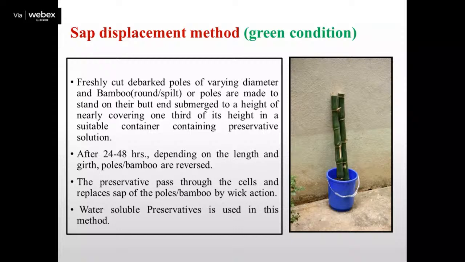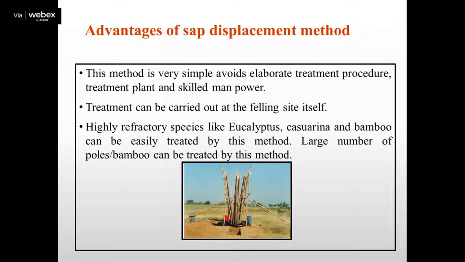So the advantages of the sap displacement method are that the method is very simple and avoids elaborate treatment procedures, a treatment plant, and skilled manpower. Treatment can be carried out at the felling site itself, and highly refractory species like eucalyptus, casuarina, and bamboo can be easily treated by this method. A large number of poles or bamboo can be treated at a time in this method.